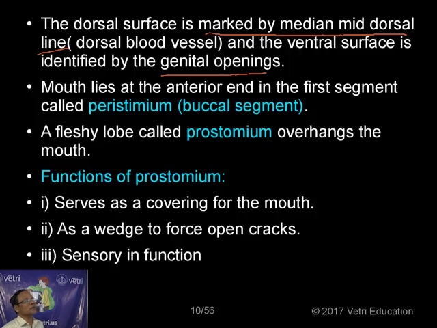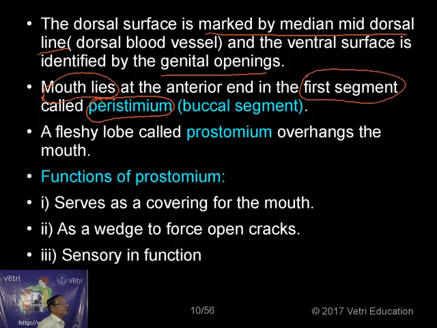Now the first segment of the body is called the peristomium. This is otherwise called the buccal segment. I'll show the picture later. The mouth is located on the ventral surface of the first segment, the peristomium. Mouth, first segment, peristomium. Okay.